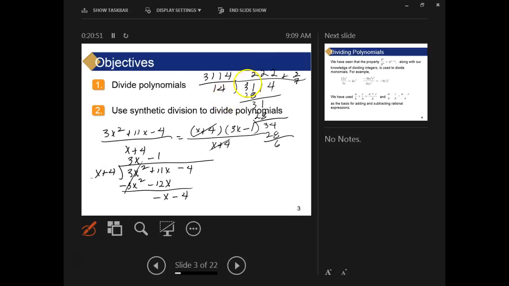What do we do up here? Multiply. Negative 1 times x is negative x, and negative 1 times 4 is negative 4. Then when you subtract, or change signs and add, you get a remainder of 0, which means it goes into an exact number of times. So what have you done? You just divided, and you got 3x minus 1.